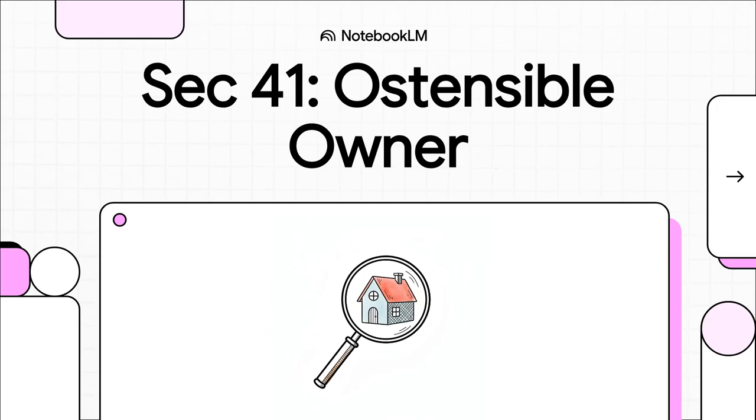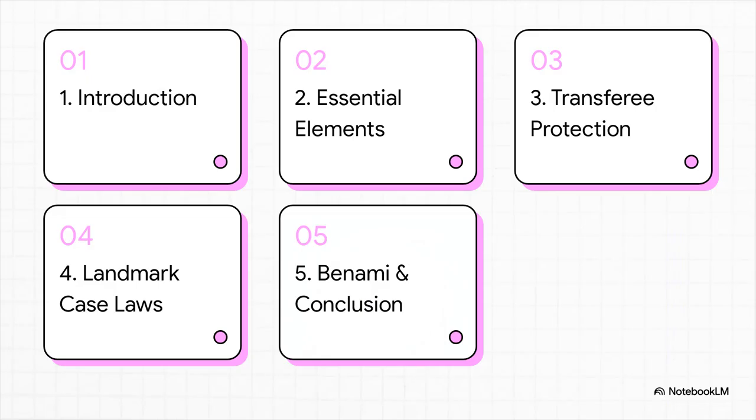So, pay strict attention. 1. Introduction. 2. Essential elements. 3. Conditions for transferee protection. 4. Landmark case laws breakdown. 5. Distinction from benami. And 6. Conclusion. Listen to me. This is your mandatory answer synopsis.